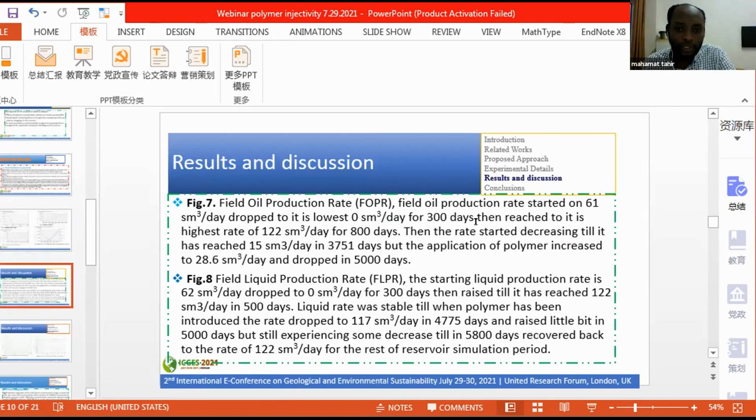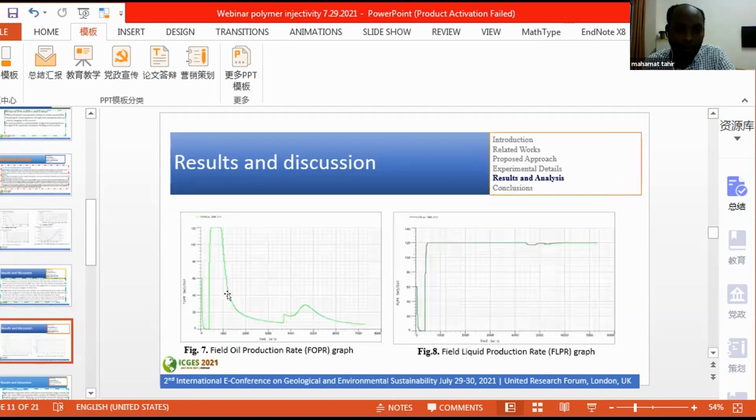The field oil production rate, we can see in our figure 7 here. At first, our production started at a rate, then directly dropped, and then increased, and within 1,000 days it has completely dropped, and we see it decreasing, which is the field production rate. So the production rate was held at a specific given rate, and the decrease is quite high and quite fast.